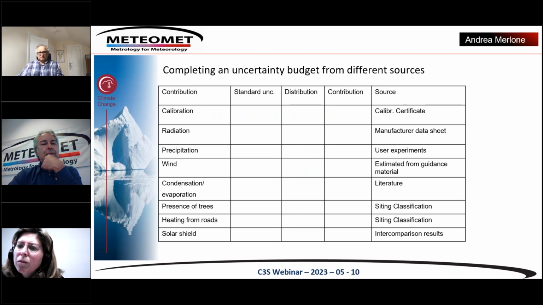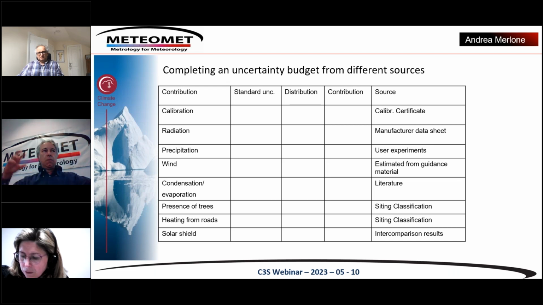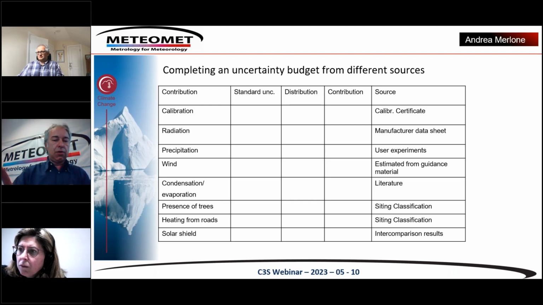Completing the uncertainty budget, as we have seen, is not an easy task. Because there are so many components in the instrument, in its interaction with the world, in its interaction with the phenomenon we want to transform into numbers. But slowly, we are working towards this.